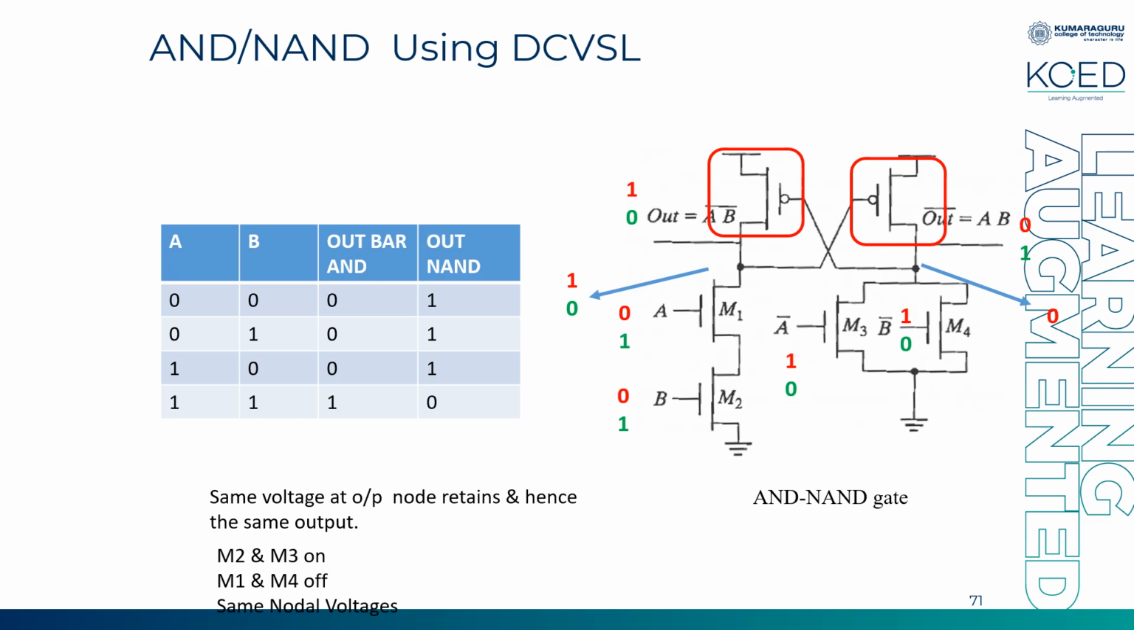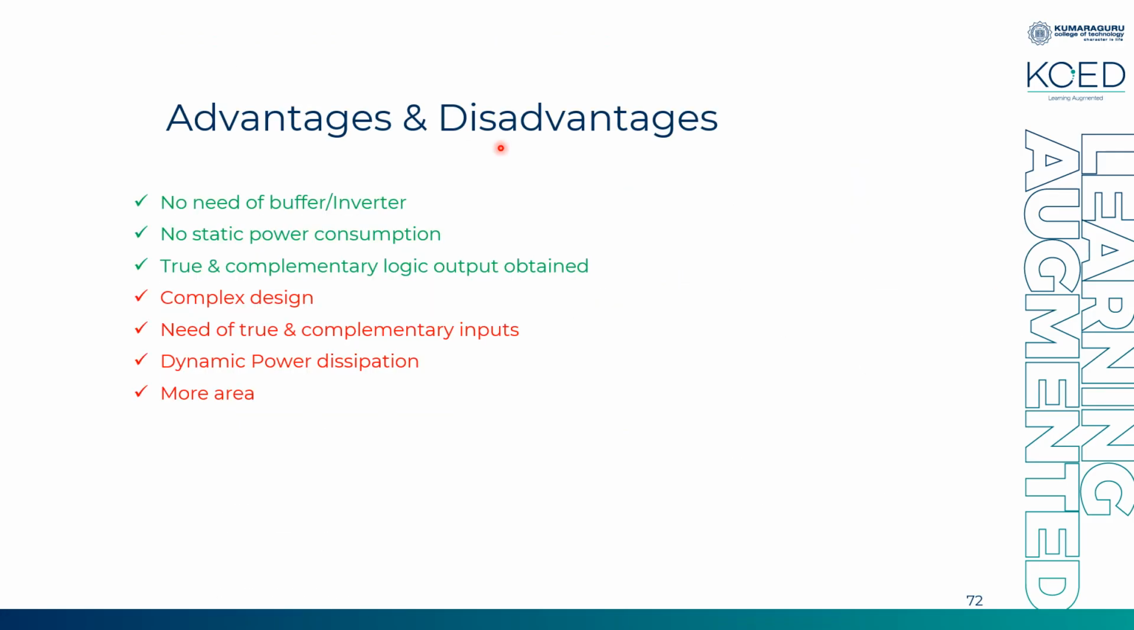Fine, this is how a normal DCVSL works. So we have a few advantages and disadvantages. First and foremost, the advantage is that it can give both true and complementary output. Even though it gives true and complementary output, I have to include more transistors accordingly. As you can see, we had two blocks, PDN1 and PDN2. We introduced two pull down blocks, so you have more number of transistors.